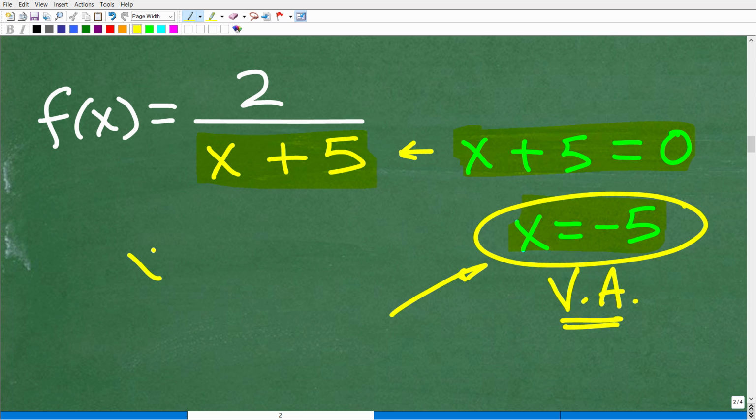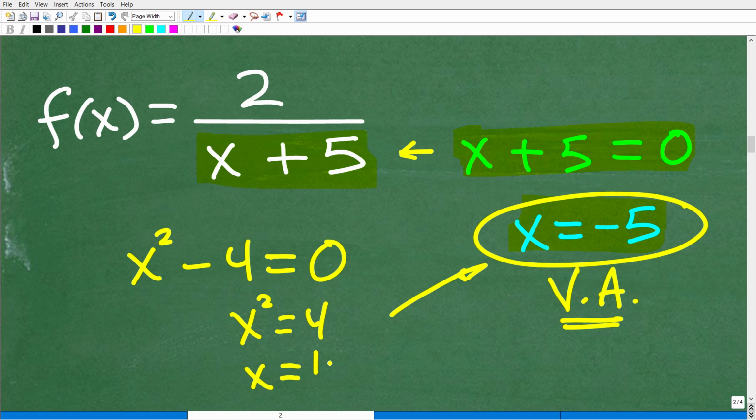Now, if, for example, you had something like x squared plus 4 in the denominator, well, let's make something a little bit easier. x squared minus 4. Let's say this was in our denominator. We set this equal to 0. We're going to have x squared is equal to 4, and x is going to be equal to positive and negative 2. So in this case, you would have two separate vertical asymptotes, right?